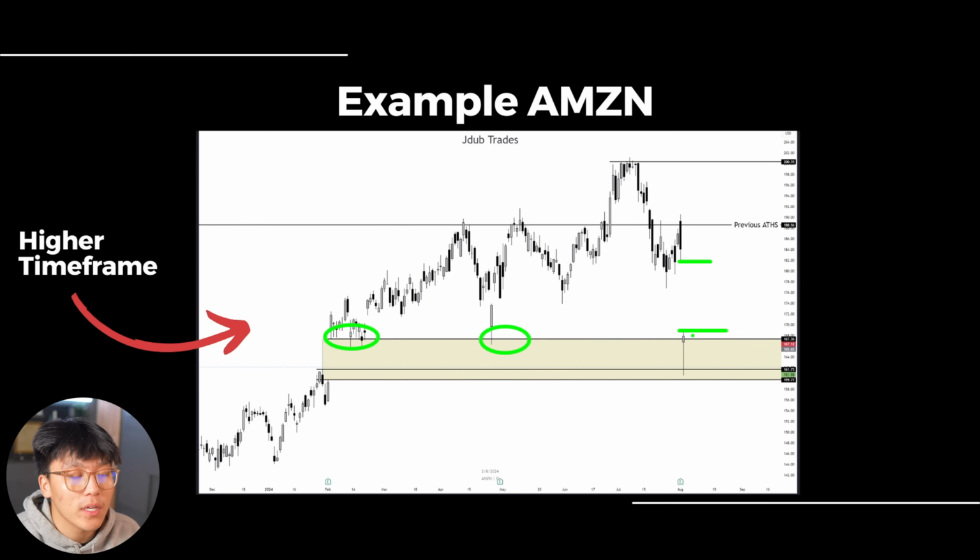So what we're going to be doing is looking for continuation towards the downside to fill this gap all the way back from February earlier that year, which was actually an earnings gap up. So we have a gap down. We're looking to fill the gap that it previously made all the way back from February.